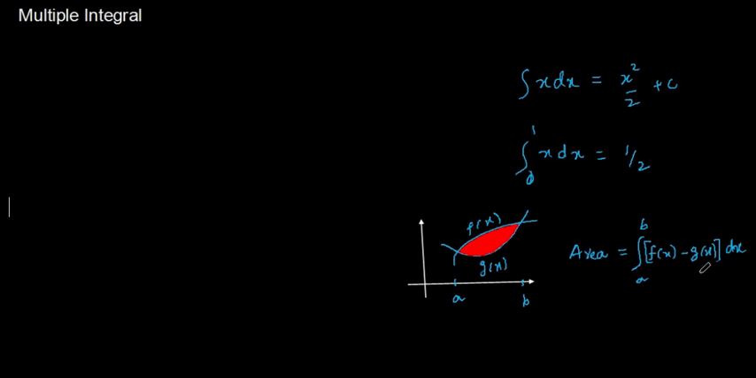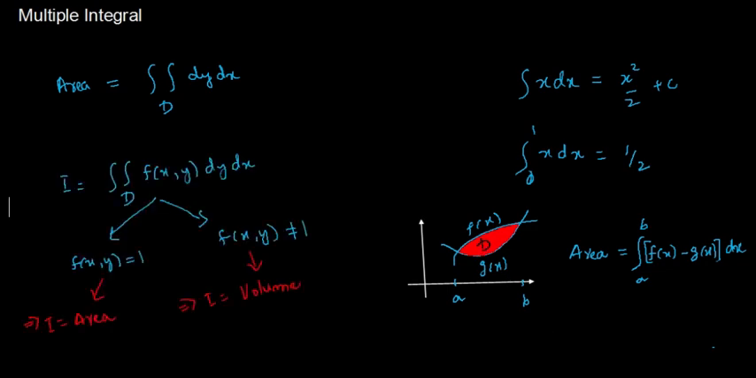Now this same area can be obtained with the help of multiple integrals. For example, we want to find the same area. Then we can use the concept of the multiple integral. In that case, D is the region enclosed by these two curves. So here we can apply this formula to find the area. Furthermore, we can use the general formula for finding the area and volume enclosed by the two curves. Using this multiple integral, we can obtain our area and volume by substituting f equals 1 or f not equal to 1.